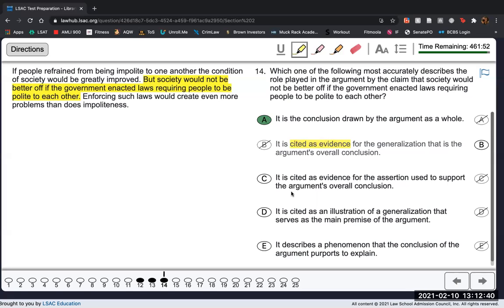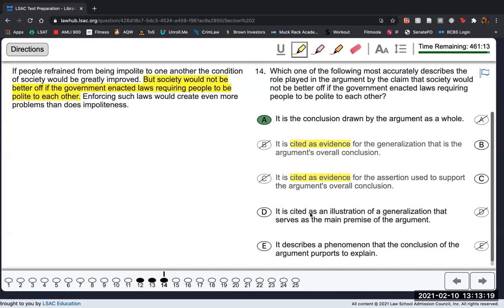C, it is cited as evidence for the assertion used to support the argument's overall conclusion. If this was an accurate statement, our sentence would be supporting another conclusion, but we don't have any conclusion that it's supporting. We would call that an intermediary conclusion. There are main conclusions and intermediate conclusions. The second sentence is an example of an ultimate main conclusion. It's the only thing being supported.